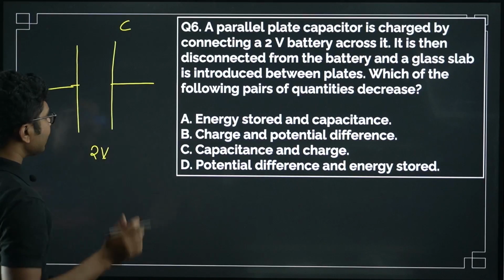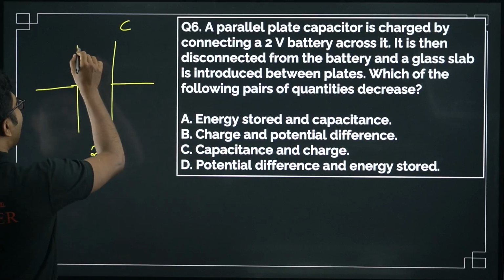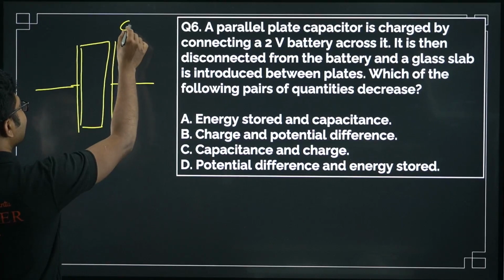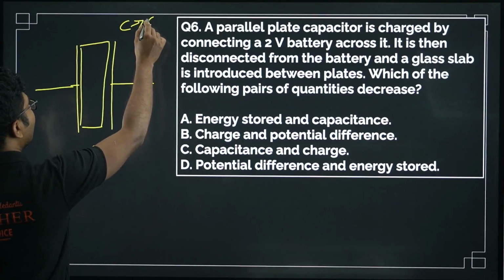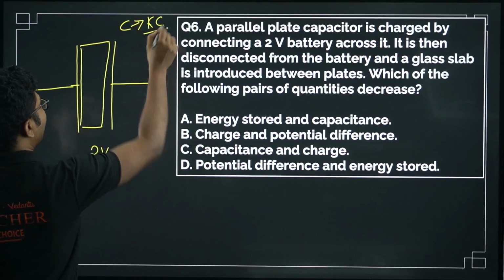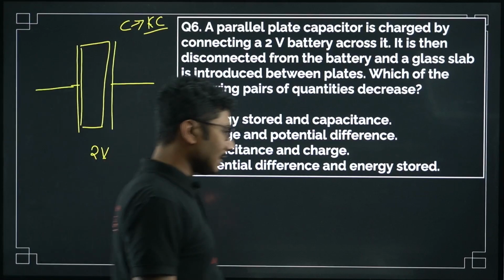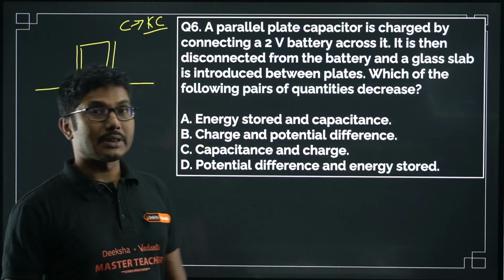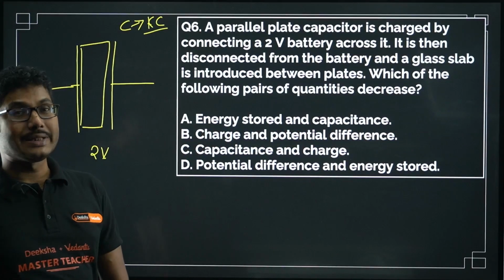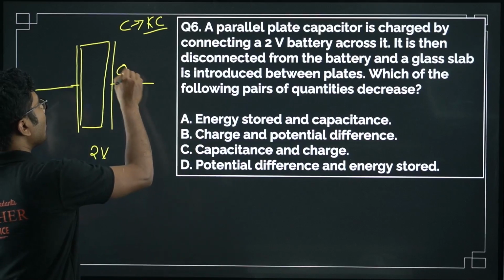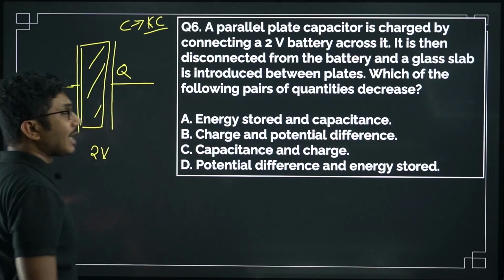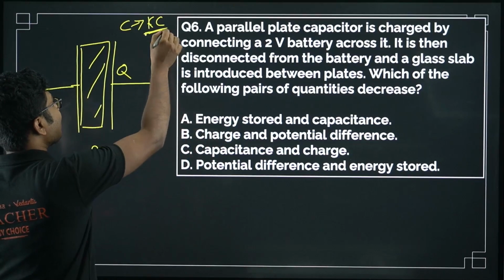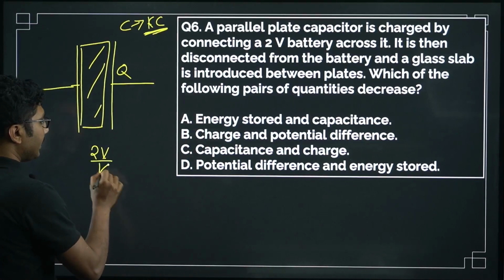Now once you have charged it to 2 volt and disconnected it, and then you introduce a glass slab, the capacitance will increase to K into C, whatever is the dielectric constant of the glass, that many times capacitance will increase. But the charge stored in the capacitor will remain the same. So if capacitance increases by K times, the potential will decrease by K times.